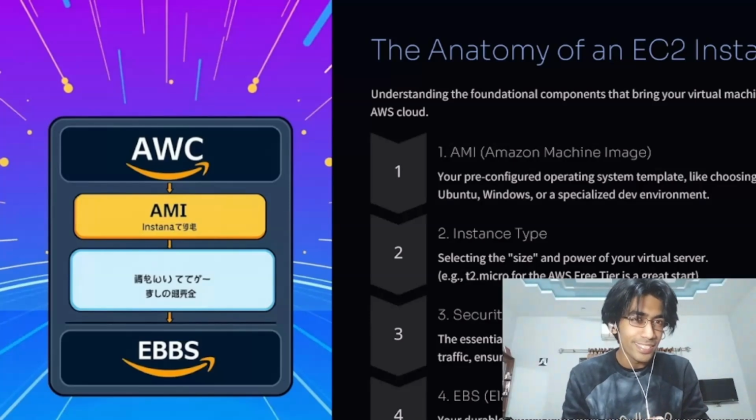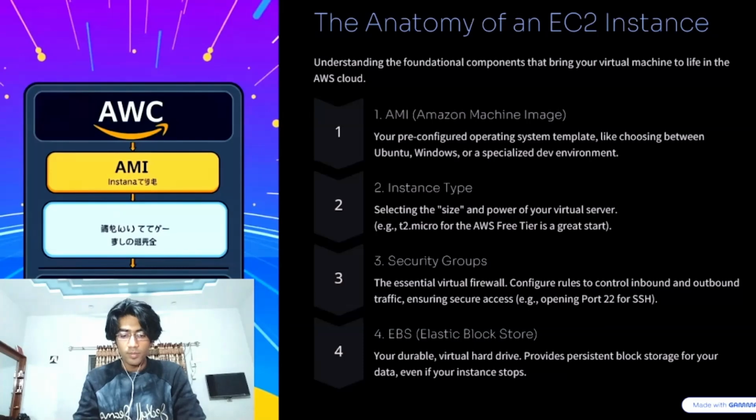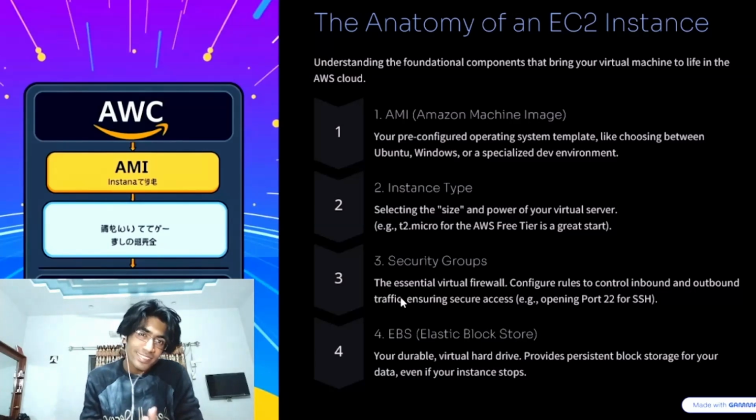Now, AWS free tier is something that AWS provides for its new customers. Like if you open an account, you would get $200 free credits on your account that you can use in a specific duration of time. Security groups are the essential virtual firewall, configuring rules to control inbound and outbound traffic, ensuring secure access to your websites, opening port 22 for SSH, for example. And EBS at the end. EBS stands for Elastic Block Store. It's your durable virtual hard drive, providing persistent block storage for your data, even if your instance stops at all.